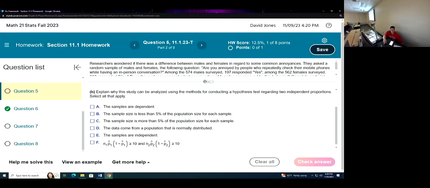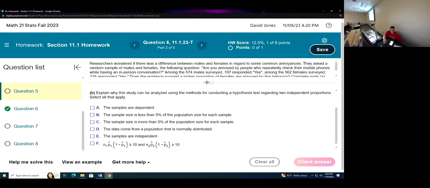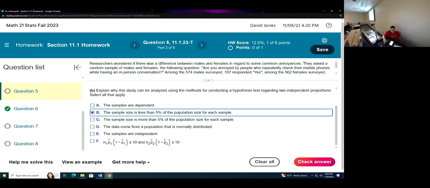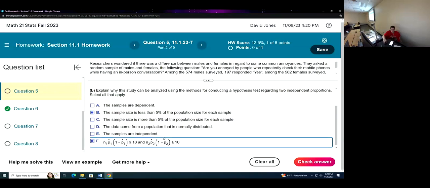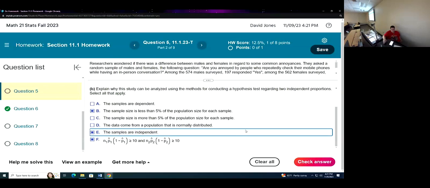It says, explain why this study can be analyzed using the methods for conducting a hypothesis test. The sample size is less than 5% of the population for each sample. That's pretty important. And I bet N times P times 1 minus P match. And the samples are independent. We don't know that the population is normally distributed, but it probably is.